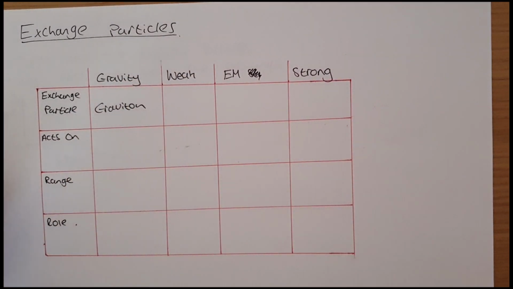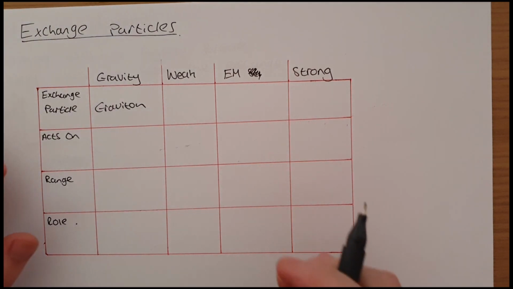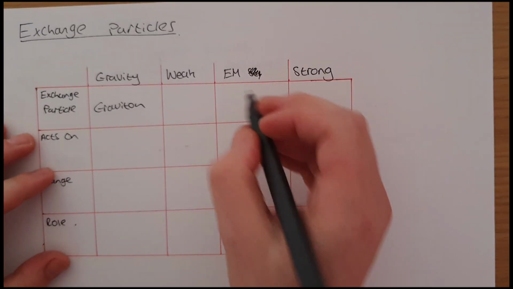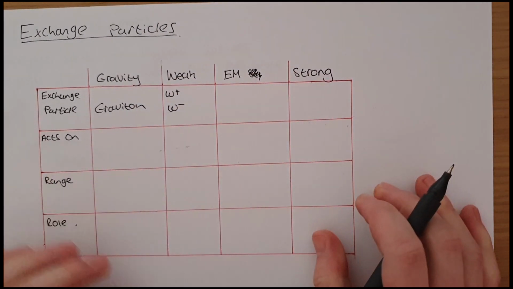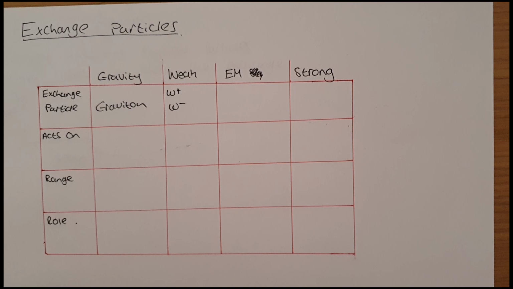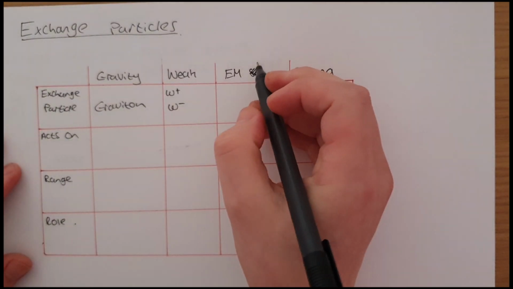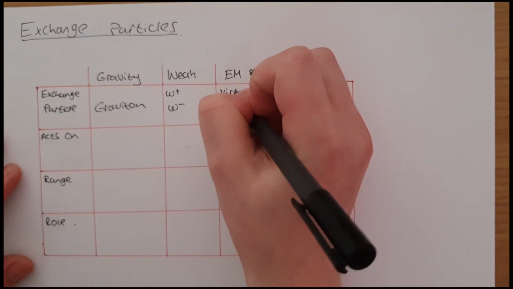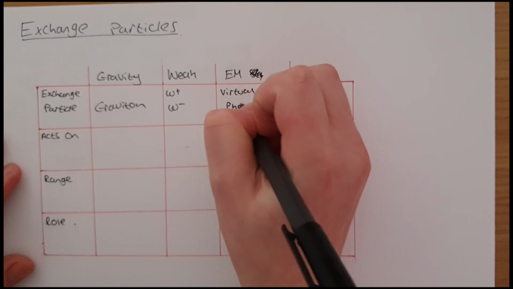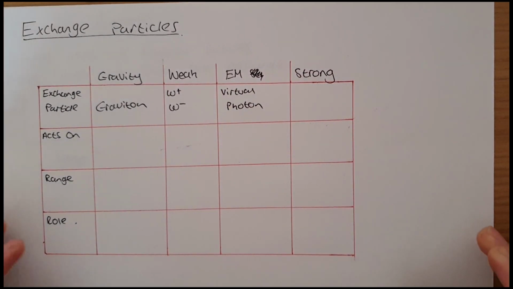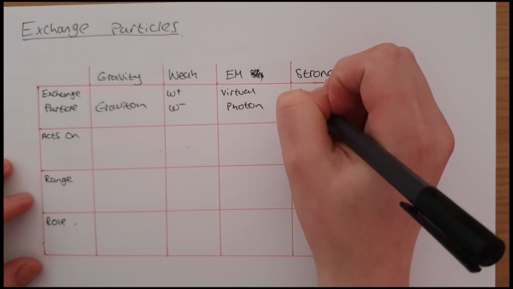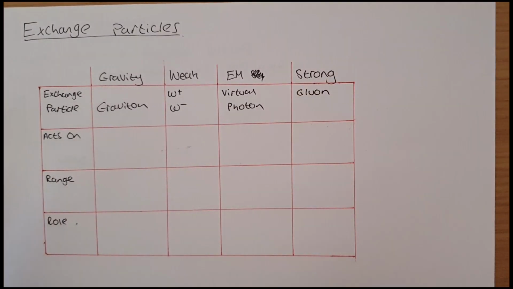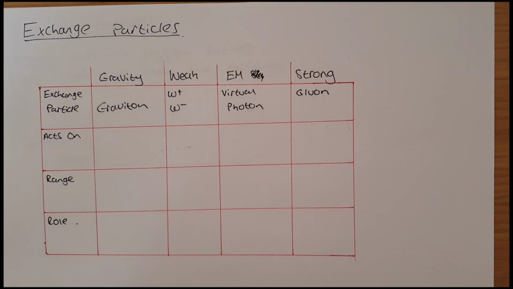No knowledge is required of the graviton in terms of detail, just know it exists. In terms of the weak nuclear force, we have something called a W plus boson and a W minus. For the electromagnetic, we've got the virtual photon. Now, we say it's a virtual photon because we can't detect it as of yet. And then for the strong nuclear force, we have an exchange particle called the gluon. Effectively, the gluon glues the nucleus together.